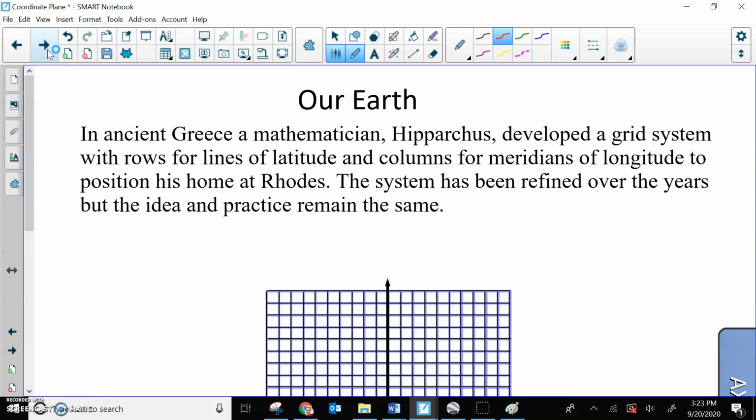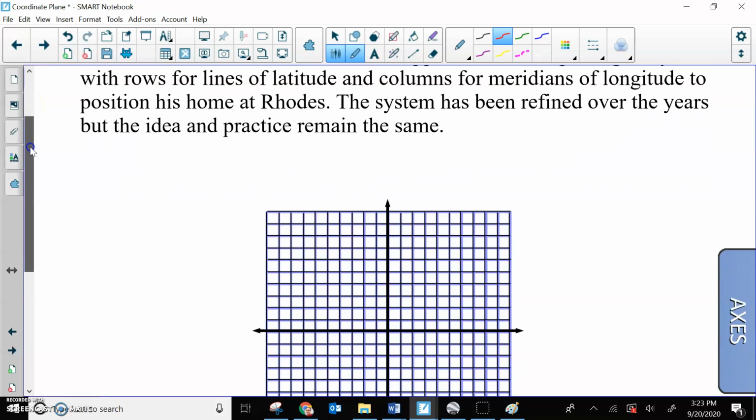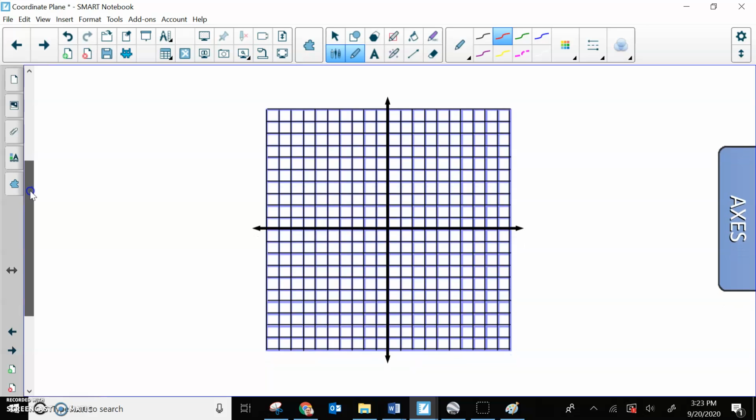Really cool. All right, anyway, this guy developed a grid system to use as kind of a map, and he put his home, that was in Rhodes, which is a city in Greece. He kind of put it in there to help them find it, I guess. I don't know. But it was a good idea. So people and scientists have used that system and refined it and kind of changed locations a little bit so that we can find our locations around this Earth.